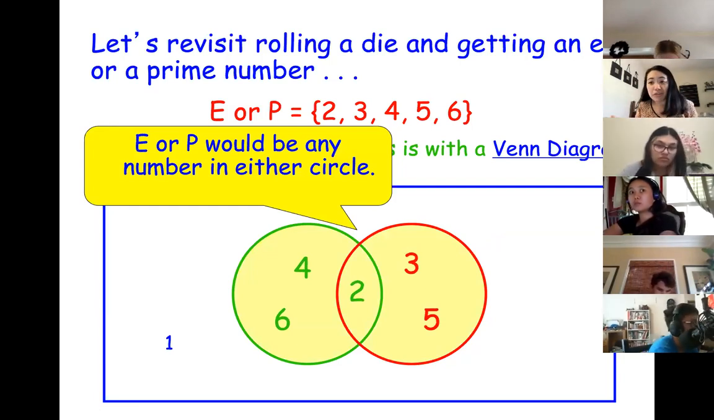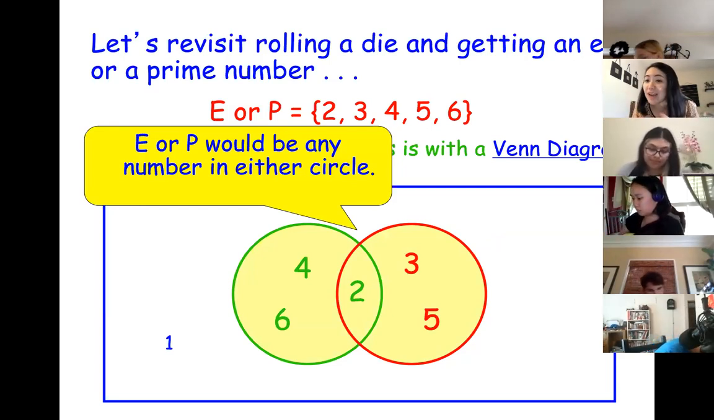Doesn't matter which circle you're in. You can be in one, you can be in the other, or you can be in both. All of that satisfies E or P. Nice, guys. All right, sweet. Any questions on union?